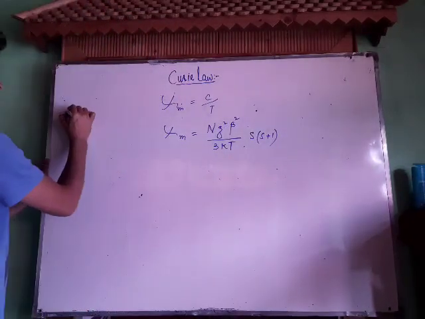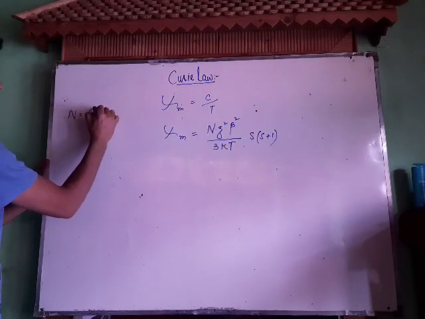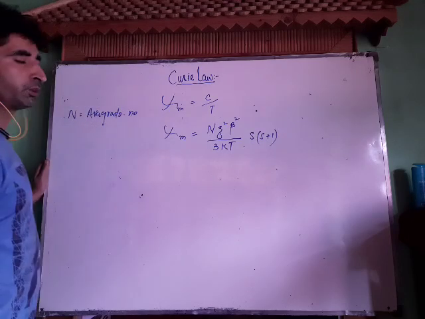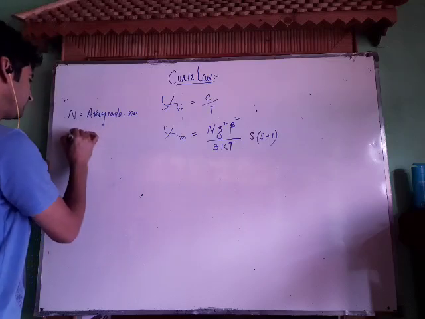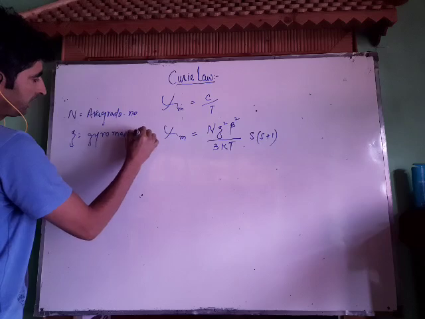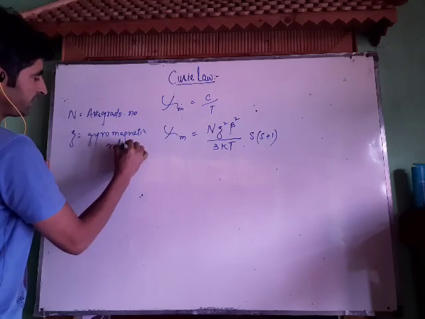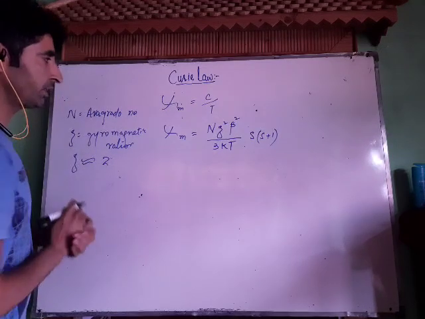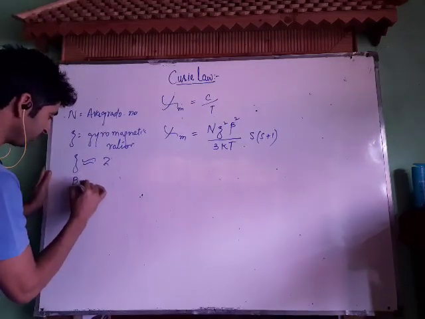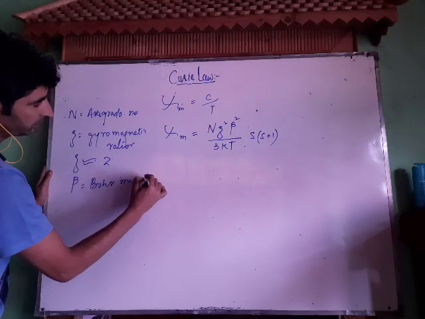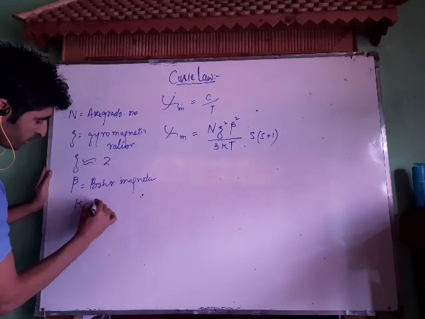From here, N is equal to Avogadro number, and we know that its value is 6.022 times 10 raised to the power 23. g is equal to the gyromagnetic ratio, and its value is approximately 2. And beta is equal to the Bohr magneton, and K is equal to the Boltzmann constant.